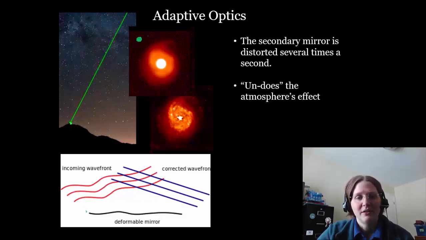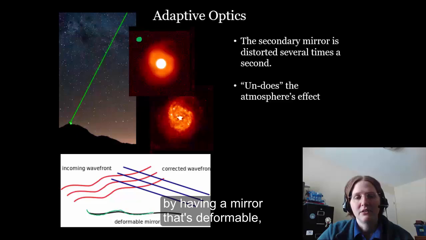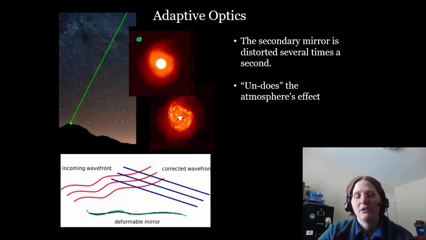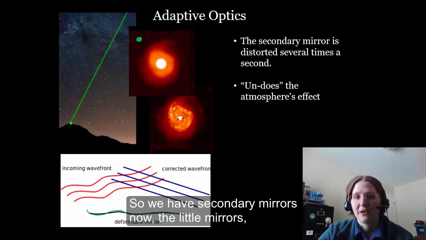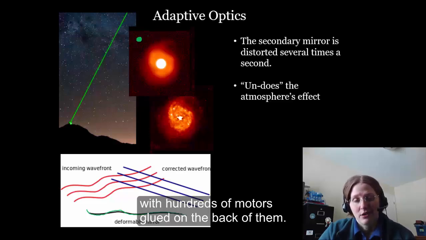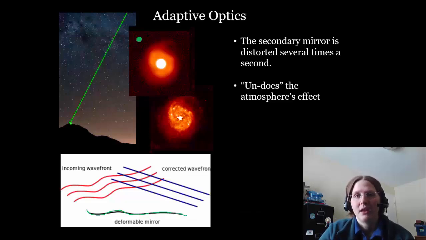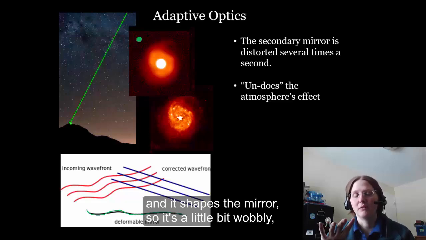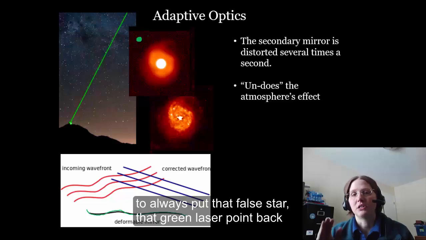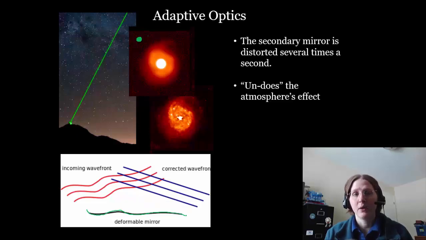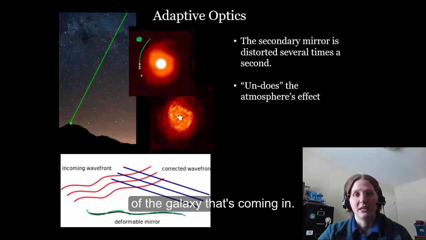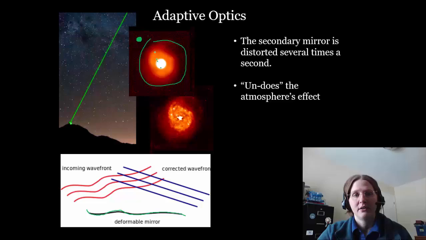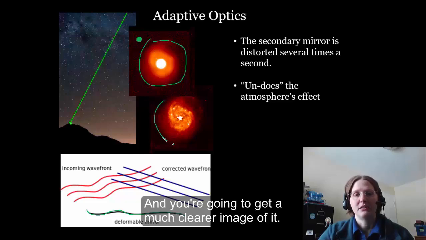And it does that usually by having a mirror that's deformable, meaning it can push and pull it. So we have secondary mirrors now, the little mirrors, with hundreds of motors glued on the back of them. And several times a second, it pushes and pulls and shapes the mirror so it's a little bit wobbly, to always put that false star, that green laser point, back where it was supposed to be. And when you do that, you're also doing it for the light of the galaxy that's coming in. And you're going to get a much clearer image of it.